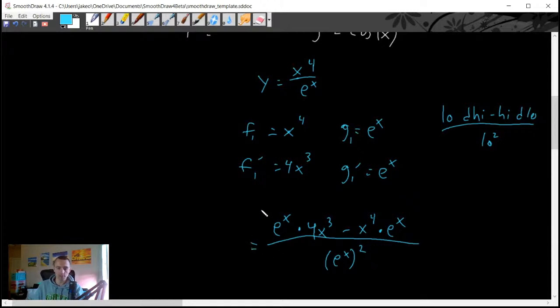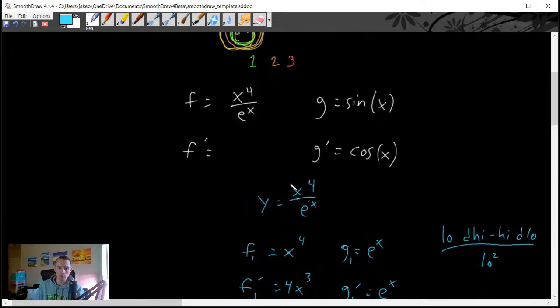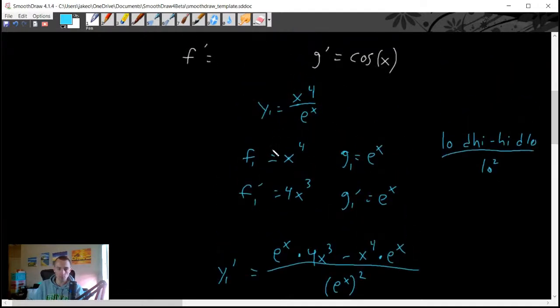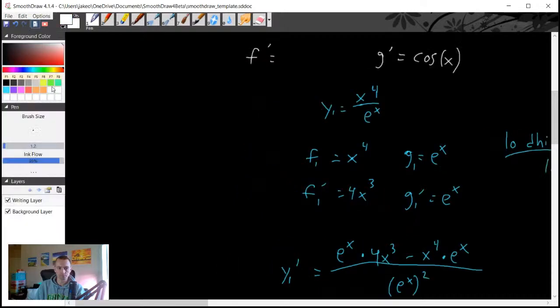So this is the derivative of this y here. Well, now keep in mind, this y here was just our product rule f. So now this y prime down here, we could probably call that y sub 1, since we're doing sub 1 for all this stuff. This right here is now going to be the f prime from our product rule.